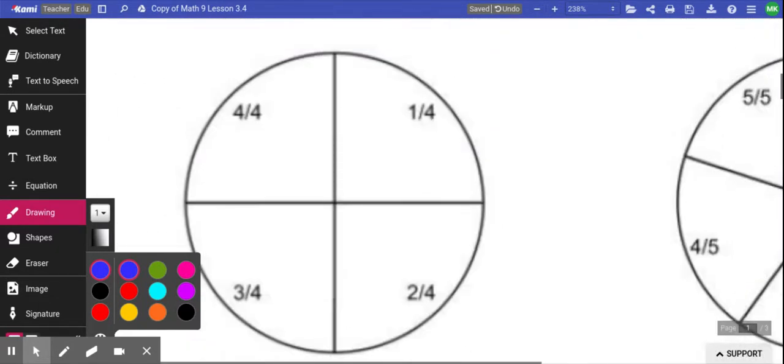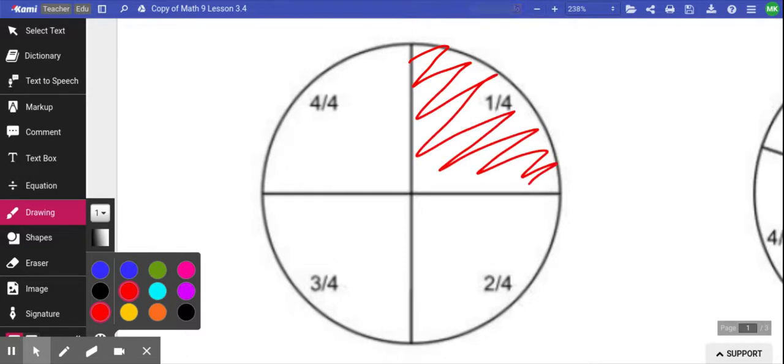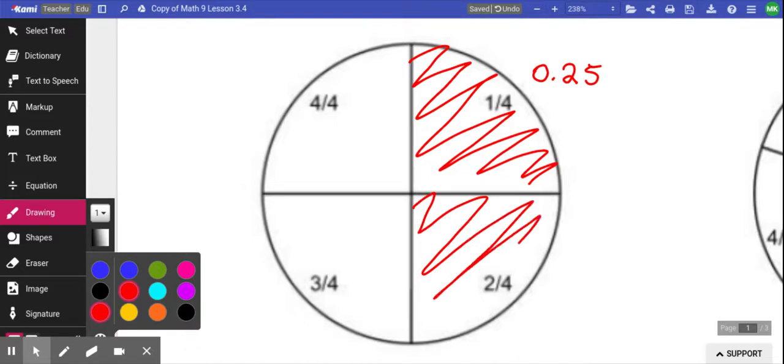If we look down here at fourths, it might become a little bit easier to understand what I mean. So if we look at 1/4 of a piece of pizza or a circle, 1/4 is 0.25. If you looked at 2/4, that's the same thing as saying 0.25, which is 1/4, plus another 0.25, which would become 2/4. When you're adding, you are going to have to be able to add without a calculator.